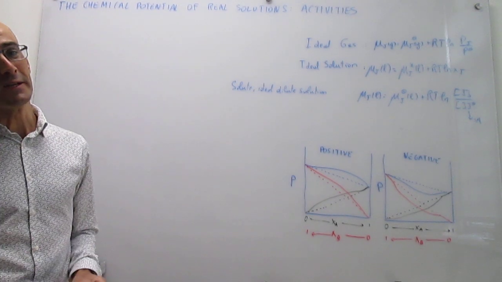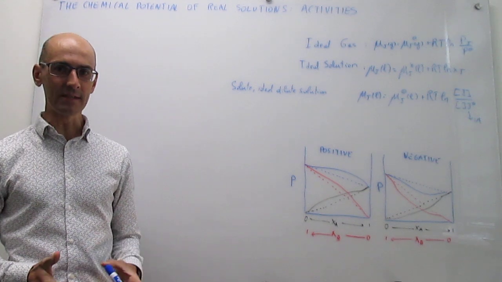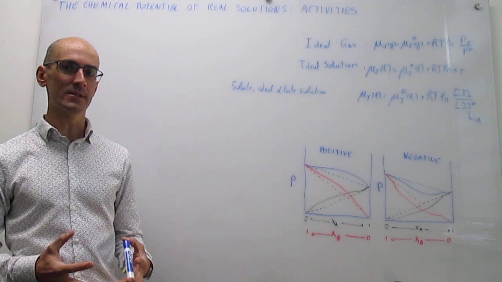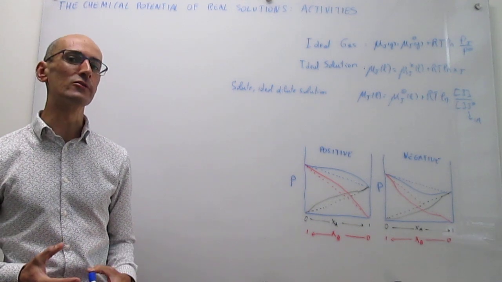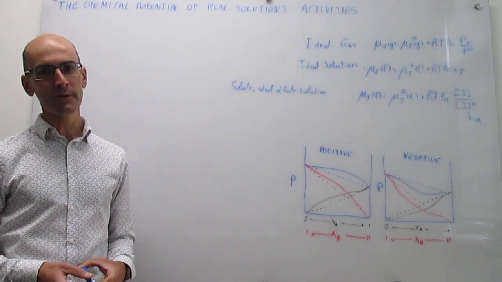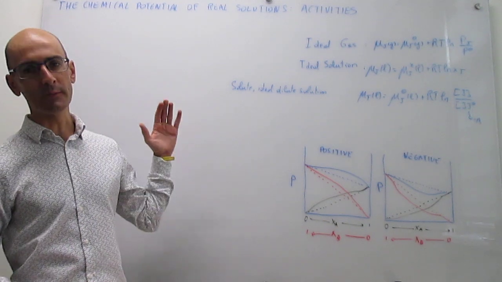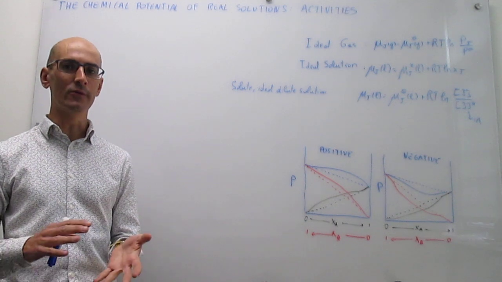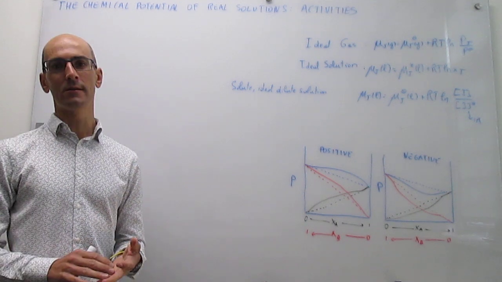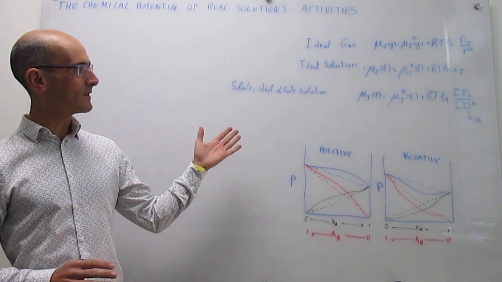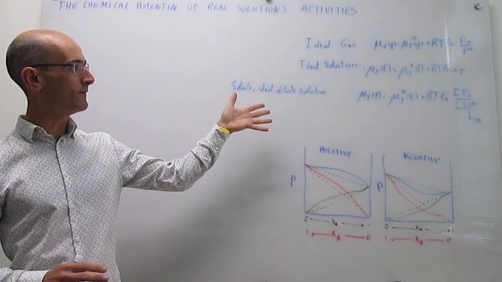In this video, we introduce the concept of activity and we see how it can be used to describe real solutions. Alright, our work so far with chemical potentials has been one in which we've been able to write the chemical potentials for ideal gas or ideal solutions or the solute in an ideal dilute solution. All of the expressions have very similar forms, right?